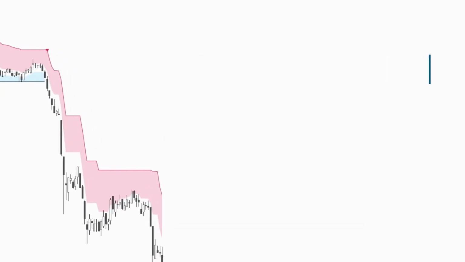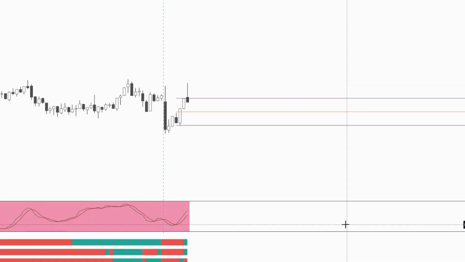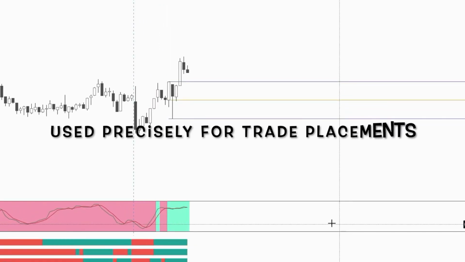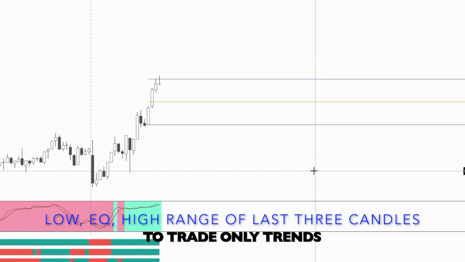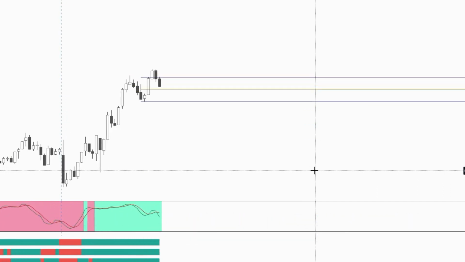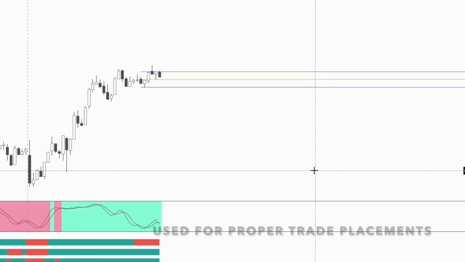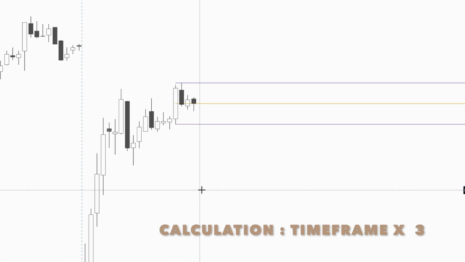Now let's see about the range indicator and how we use it to our advantage. We use the range indicator precisely for entries and stop losses, and also to find a valid signal candle to trade. We use the price action of the previous 3 candles' high and low and mark it as a range, and we use it to our advantage in the strategy. We are seeing the example of a 5 minute time frame, and the range indicates the high, low, and equilibrium of the previous 3 candles.